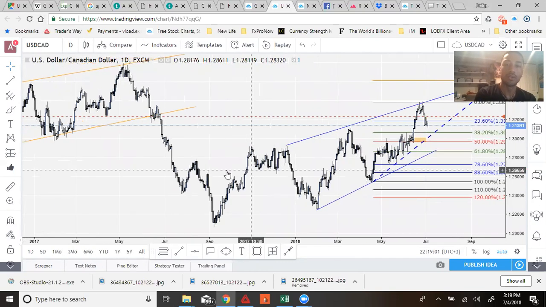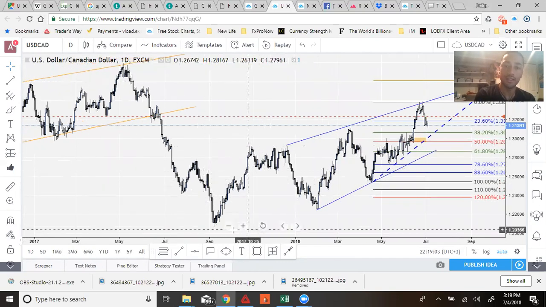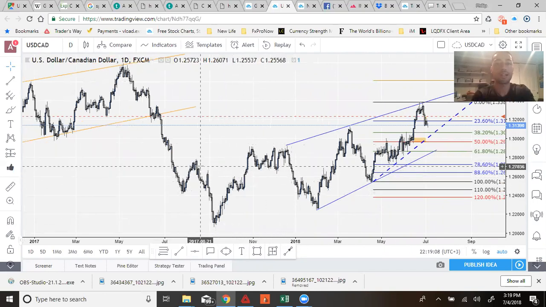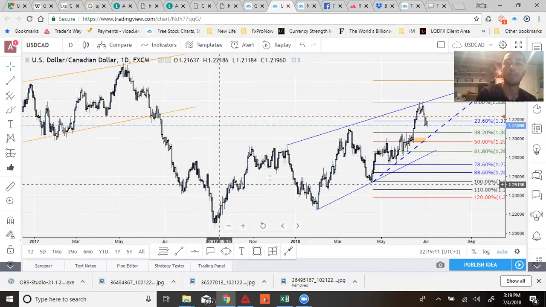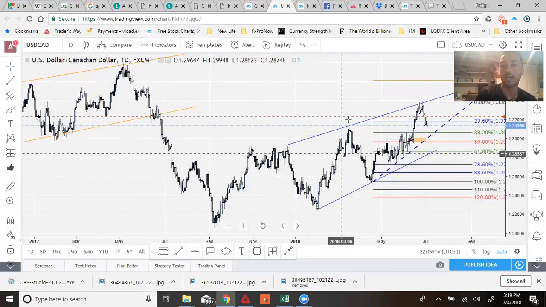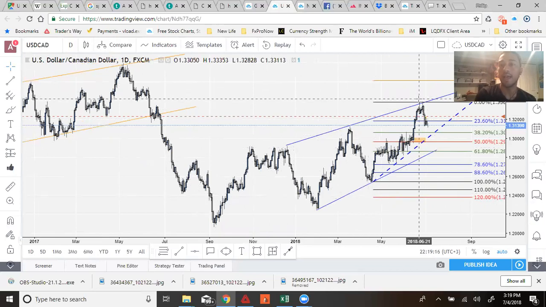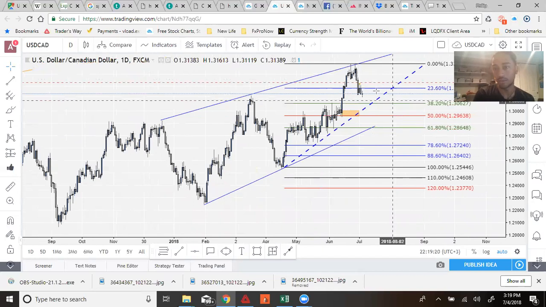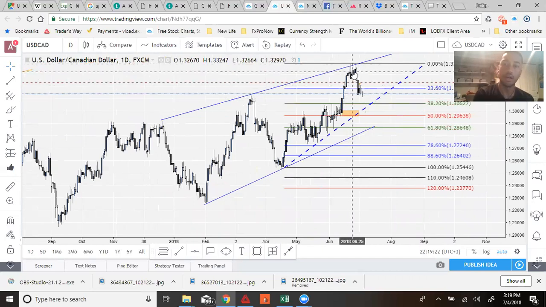Now what I also see on the dailies, if I was to scratch out this portion over here, what I see are higher highs, higher lows, higher highs, higher lows, higher highs. And in order for a higher low to be created, it has to get to 38.2. So I'm looking at this on a downtrend.